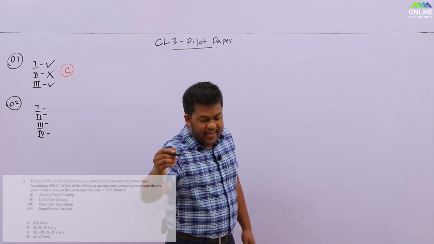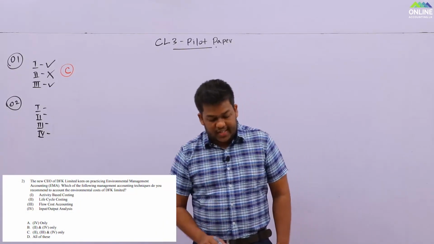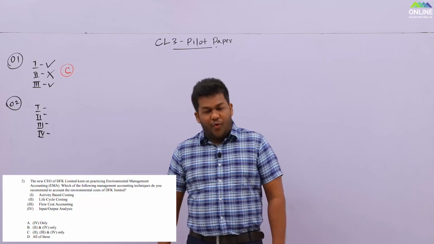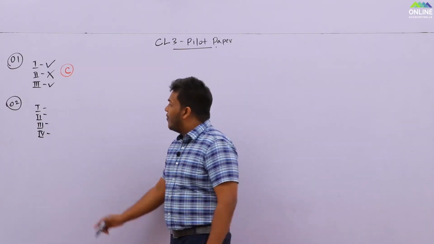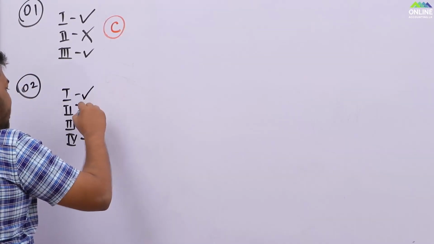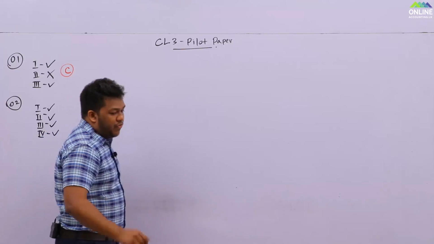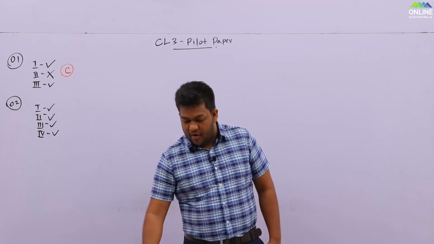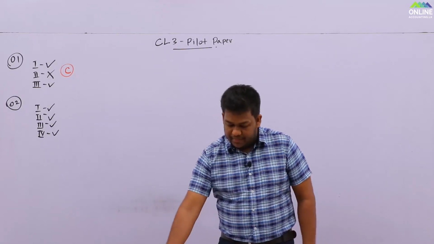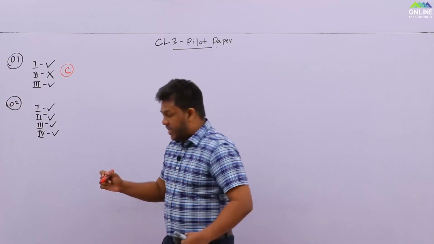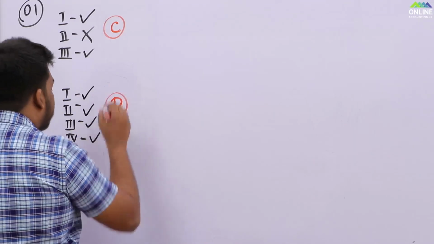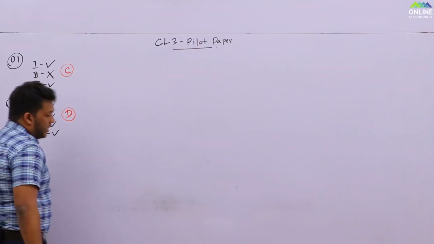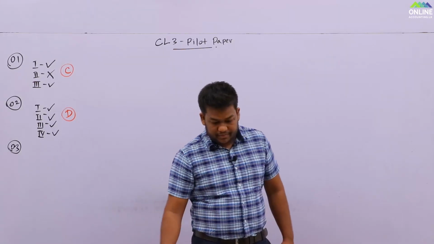What is included? Activity-based costing, life cycle costing, flow cost accounting, input-output analysis. All 4 I have discussed. In the slide, you can see all 4 are included. So, for environmental management accounting, you can use any of these costing methods. So the answer is all of these, that is answer D. Answer D. Then you have question number 3.